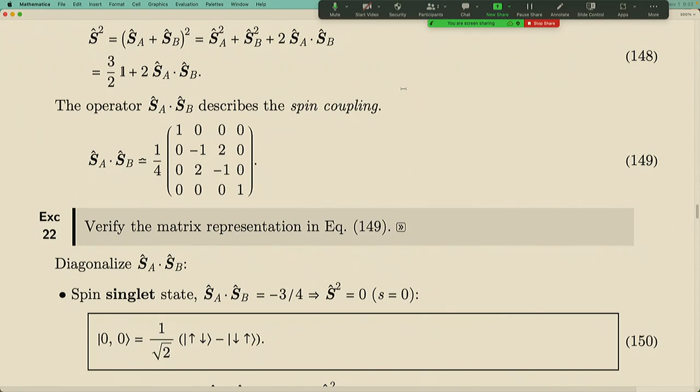Why do we want to infer S squared? Because S is the total angular momentum, and S squared is the square of the total angular momentum, whose eigenvalue labels the J quantum number associated with the combined spin system. That's why, if we fuse two spin 1/2 particles together, we basically need to compute the eigenvalue of the total S squared.